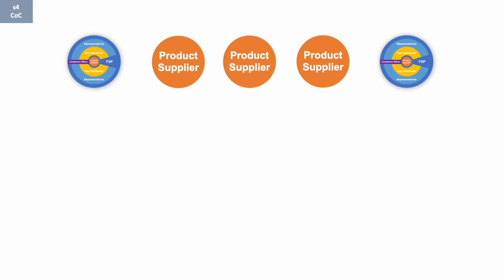Here we can see that we have multiple FSPs that are also product suppliers and have insurance companies that are only product suppliers.